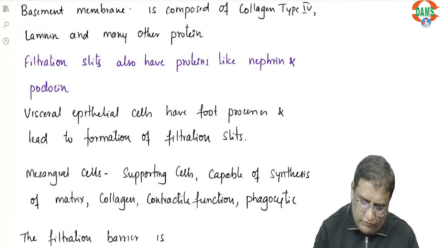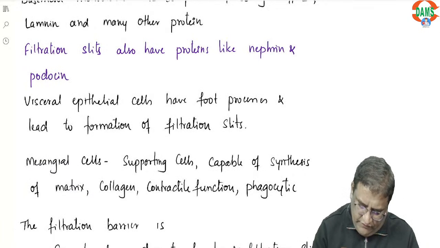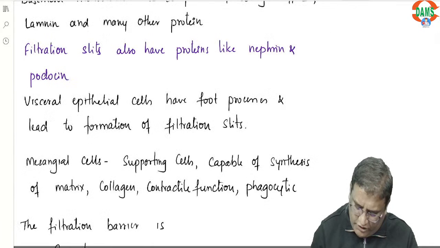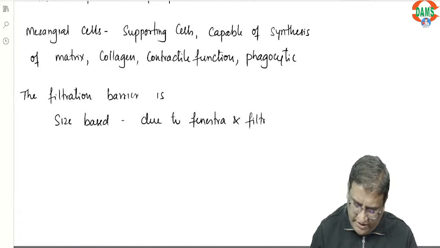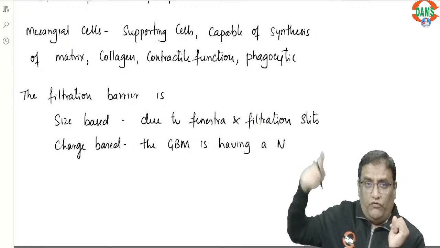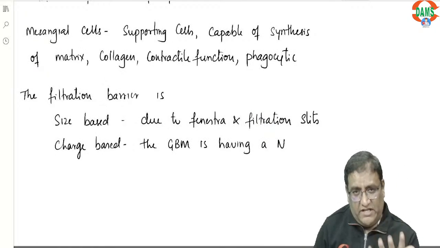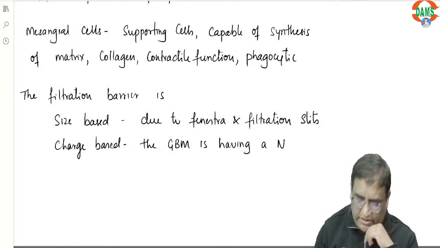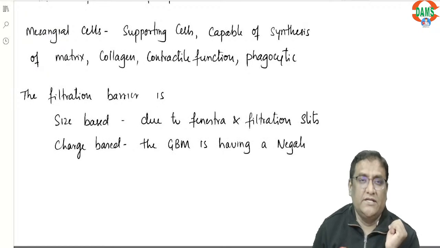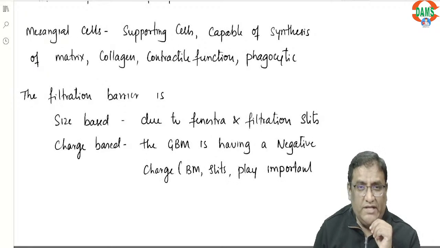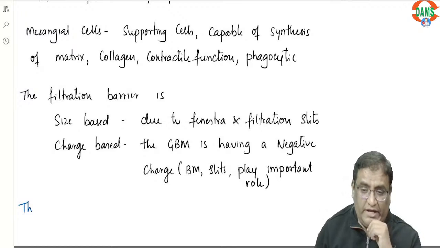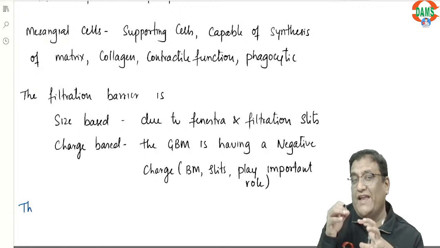So we were discussing the filtration barrier. The filtration barrier I spoke about is made up of two things. One is a size based filtration and another is a charge based filtration. Size based filtration is due to filtration slit and fenestrae also, fenestrae primarily, a small amount by filtration slit. Charge based filtration is by GBM. The glomerular basement membrane has a net negative charge, because of multiple things like basement membrane, slit proteins, and podocytes. They play an important role in having a negative charge.